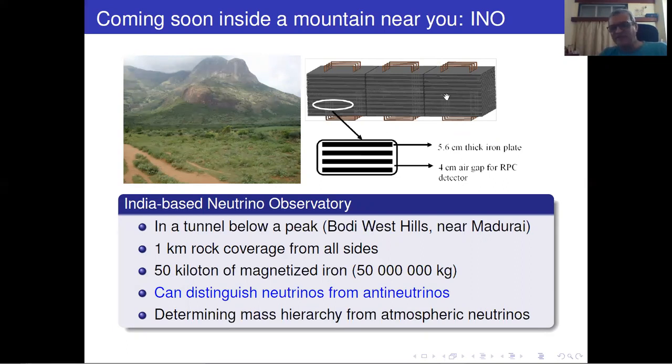Because it has a magnetic field, it can figure out whether the charged muon produced by a neutrino is a positive muon or a negative muon. And as we know, that tells us whether what entered was a neutrino or an antineutrino. So this is the only detector among the big ones currently in the world that will be able to distinguish between neutrino and antineutrino. And as a result, it can determine the mass hierarchy for neutrinos. So that is going to be its one major area.